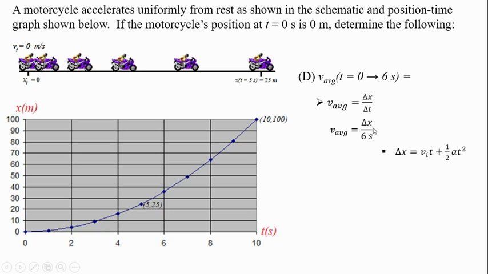So the only thing holding me back is my delta x. But to find delta x, I can just use my displacement function, vi t plus 1/2 a t squared. And because it starts at 0, I'm just going to go ahead and cross vi out.